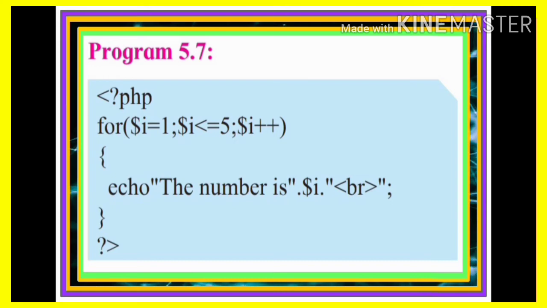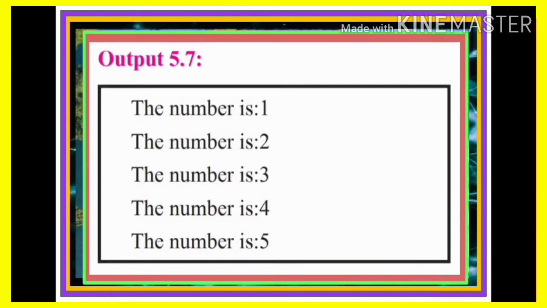So here the loop is executed 5 times as long as the value of i is less than or equal to 5. When the value of i is 6, the cursor goes out of the for loop. So the output shows 5 values: 1, 2, 3, 4 and 5. This is an example of displaying the first 5 numbers by using PHP.